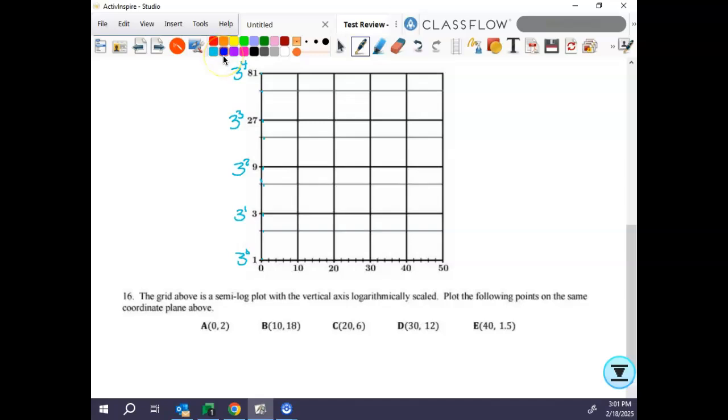So let's look at what this will look like. My first one is 0, 2. Remember this is 1, 2. So I am right here. That is A. B is at 10, 18. So I'm at 10, I go to 9. I'm going to count by nines: 9, 18, that would be 27. So 18 is right there. And that's B.